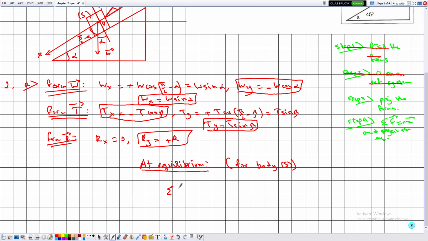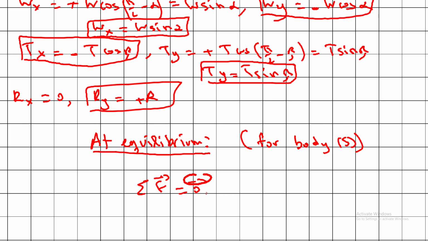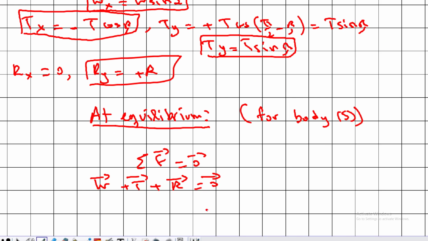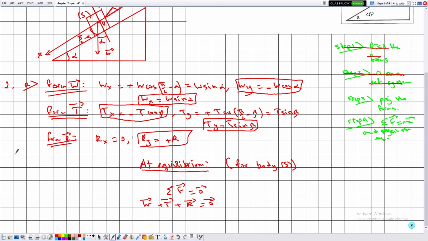So we say that the sum of forces is equal to 0 vector. Notice that the vector must exist on both members. Now, what are the different forces acting on the solid S? We have the weight plus the tension plus the reaction, which is equal to 0 vector. Now, this is a vectorial equation consisting of 3 vectors. How do we solve this equation?